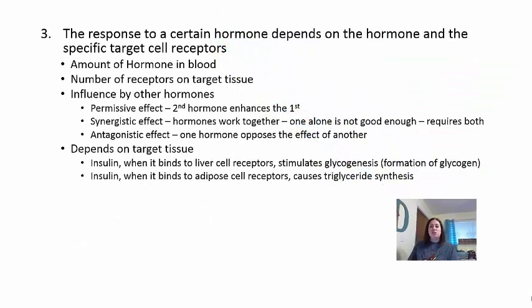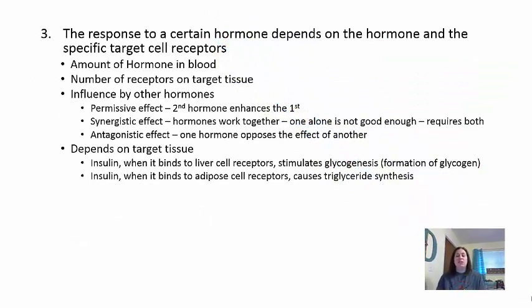Now, the response to a certain hormone depends on the hormone and the specific target cell receptors. So it's going to have a lot of variables that come into play on how your body's going to respond. First is the amount of the hormone in the blood. If there's large amounts of that hormone, obviously your body's going to probably respond quicker or in a certain way versus if there's a low amount of that hormone. Also the number of receptors. Remember we talked about how the target tissue can upregulate or downregulate the receptors. So if they have been overstimulated, that could also change how the cells are going to respond.